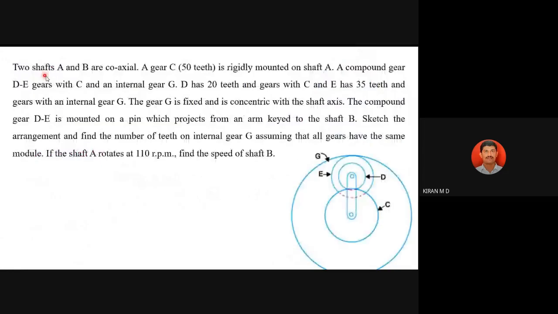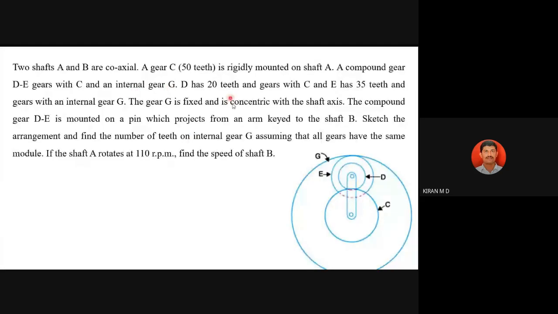So now two shafts A and B are coaxial. A gear C with 50 teeth is rigidly mounted on shaft A. A compound gear DE gears with C, and with an internal gear G.